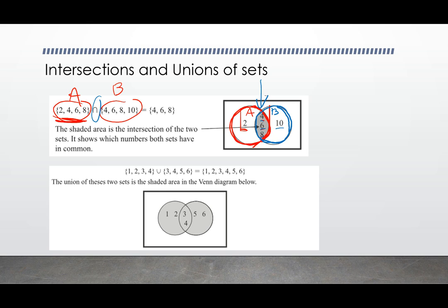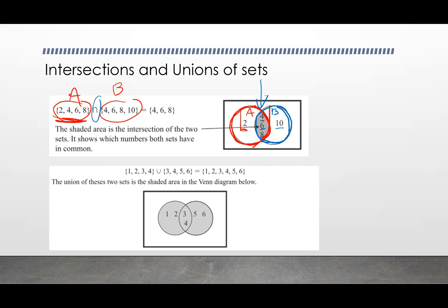A and B overlap. What do they have in common? They both have 4, 6, 8 in common. That's the intersection. So those values are shared between them, which is why they are in that overlap area. So that is the intersection of A and B.